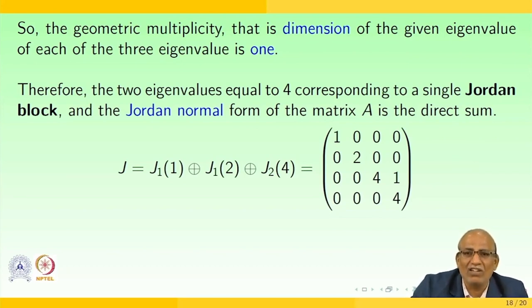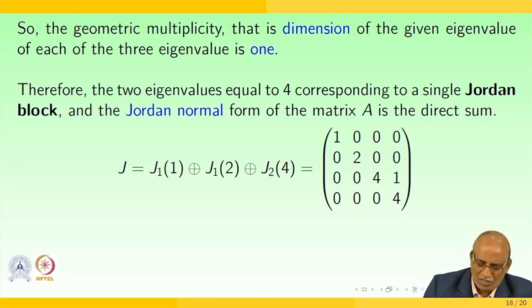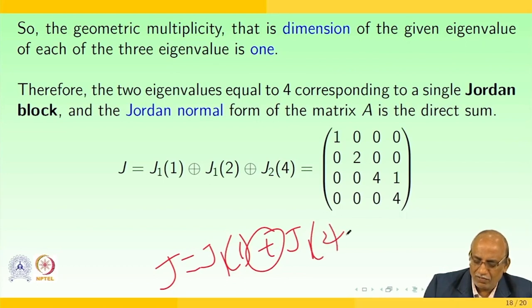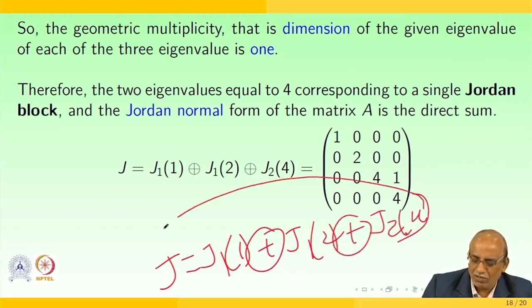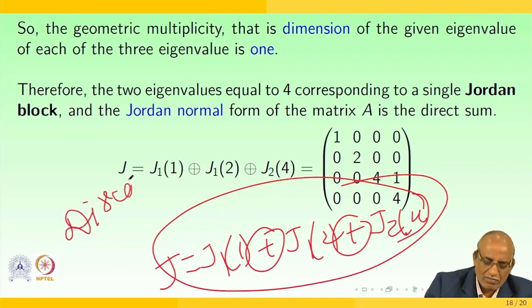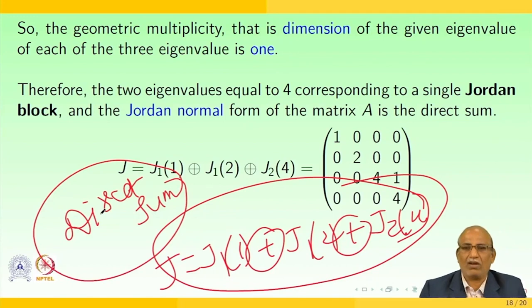Therefore, the double eigenvalue 4 corresponds to a single Jordan block, and the Jordan form of the matrix A is a direct sum. So I will write J as J1(1) plus J1(2) plus J2(4), which is what we call the direct sum. So the conclusion is, once you form the Jordan canonical form, it is as close to diagonal as possible, because when you compute it, the geometric multiplicity is less than the algebraic multiplicity.